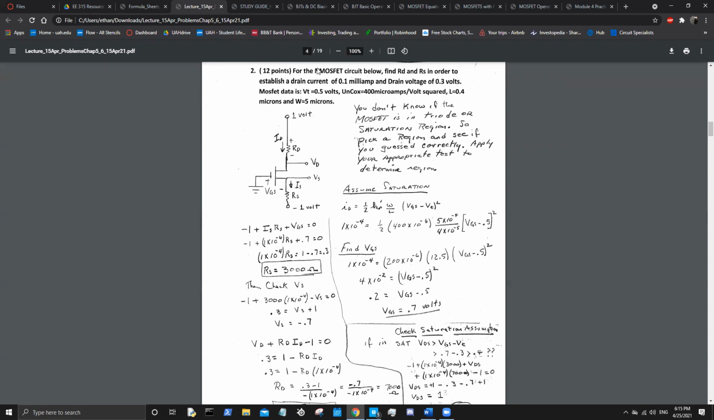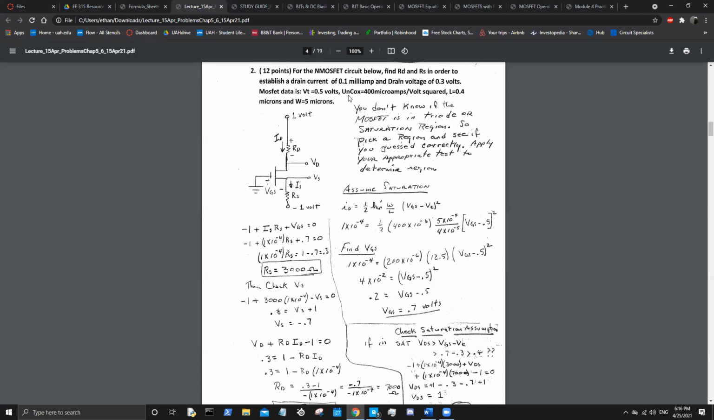All right, for the MOSFET circuit below, find RD and RS, those being resistors in this circuit, in order to establish a drain current of 0.1 milliamp and a drain voltage of 0.3 volts. MOSFET data: the threshold voltage is 0.5 volts, and mu n Cox is 400 microamps per volt squared. Oh, this is that KN, isn't it? That's what he calls it. I think it's mu n Cox, which is the same as KN prime.